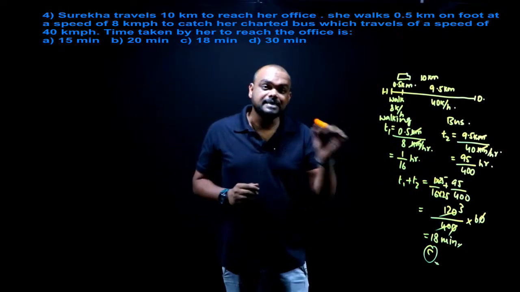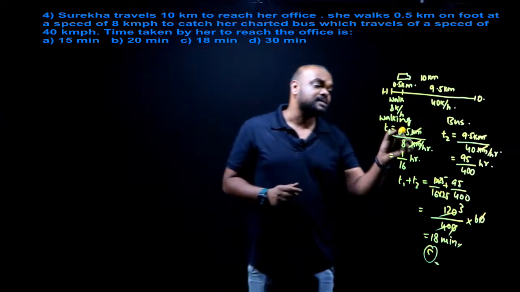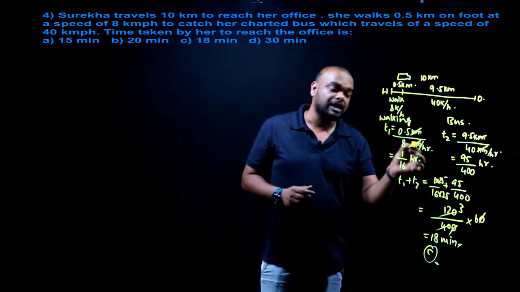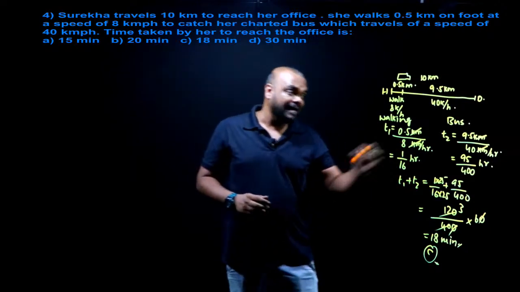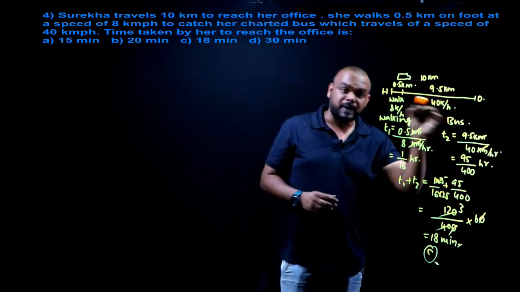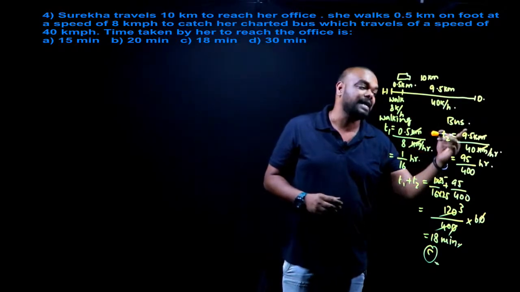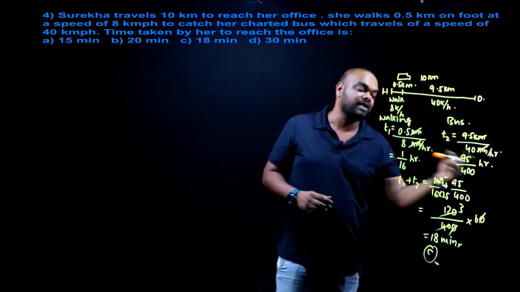We need to calculate the time taken during walking and the time taken during bus. Time is distance by speed. In this case, distance is 0.5 kilometer, speed is 8 kilometer per hour. Kilometer cancels, 1 by 16 hours. Distance is 9.5, speed is 40 kilometer per hour, so time is 9.5 by 40, which is 95 by 400.